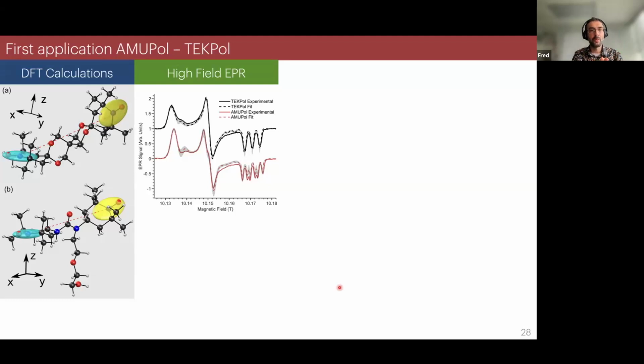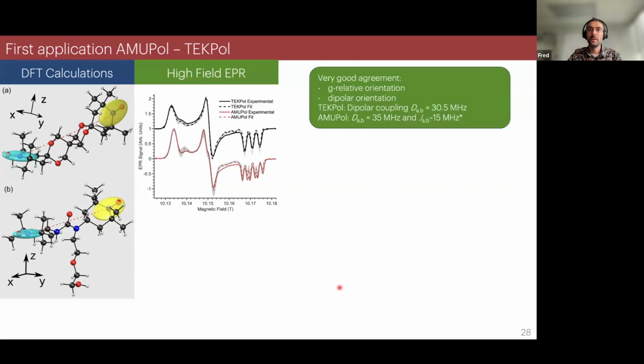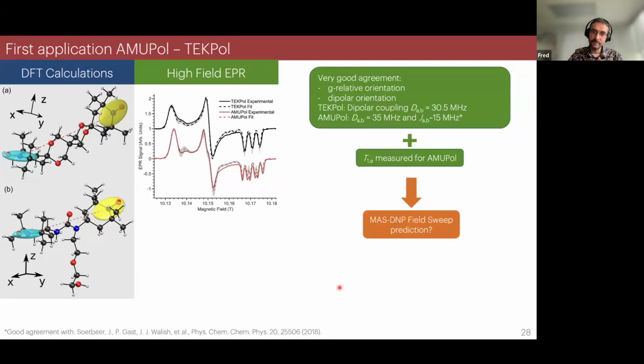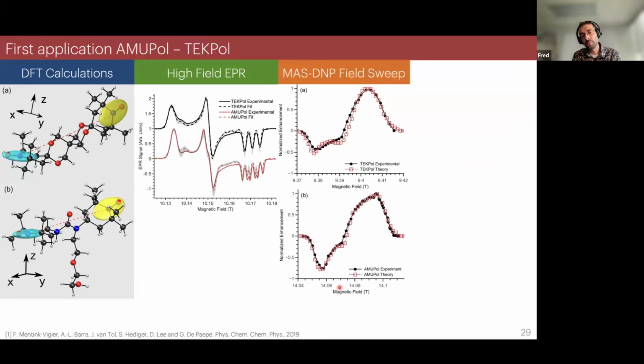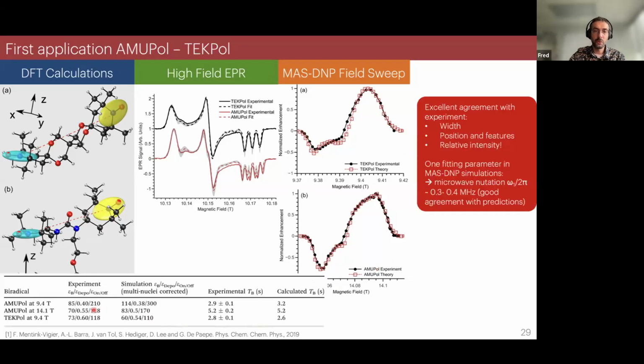You can now fit the EPR spectra based on the DFT inputs, and you can get a good agreement. You can extract the relative orientations, the dipolar and exchange interactions, but you can also, as mentioned, extract the relaxation times from the experiment. And I mentioned one field was sufficient in that case to obtain the different features. And when I did the MAS-DNP simulation, I could reproduce the trend of a DNP field profile for both radicals. And I could also reproduce the trend of polarization gain, depolarization, epsilon on off.